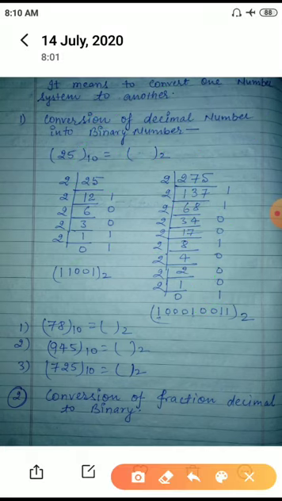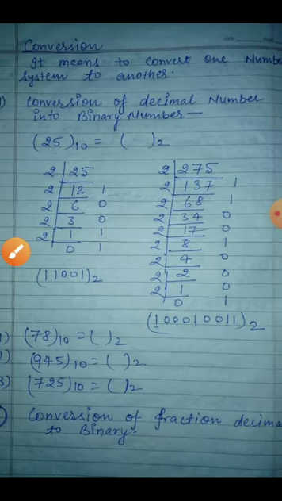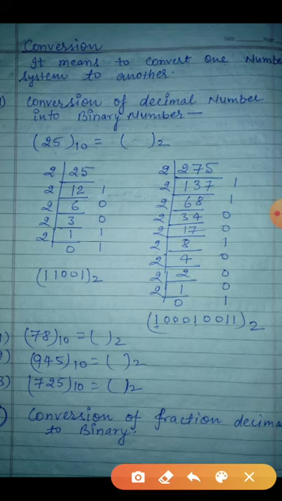So now you can see the answer. How will you write the answer? You will write from the bottom. So 1, then this 1, then this 0, then this 0, then 1. This is your binary number.